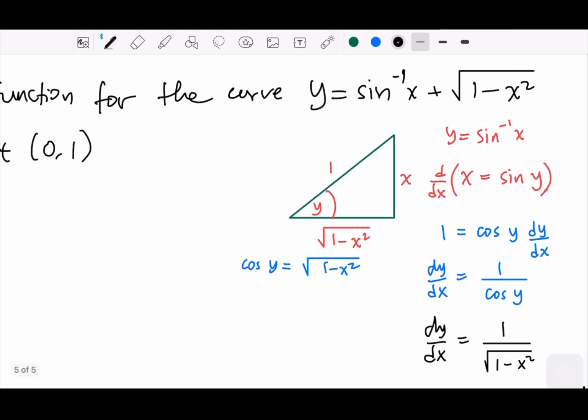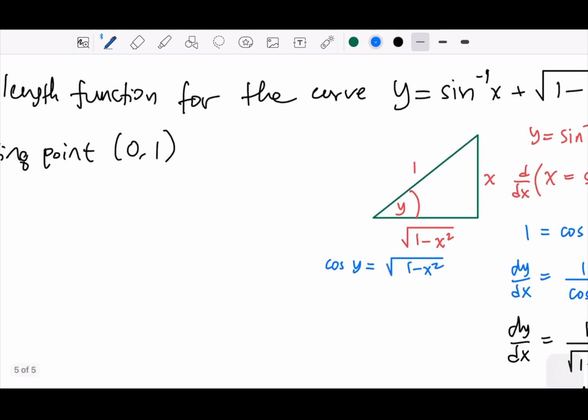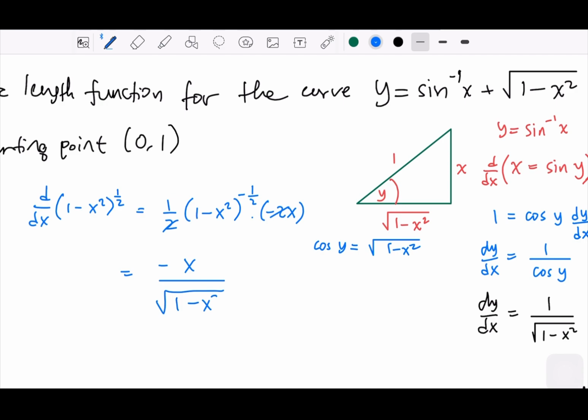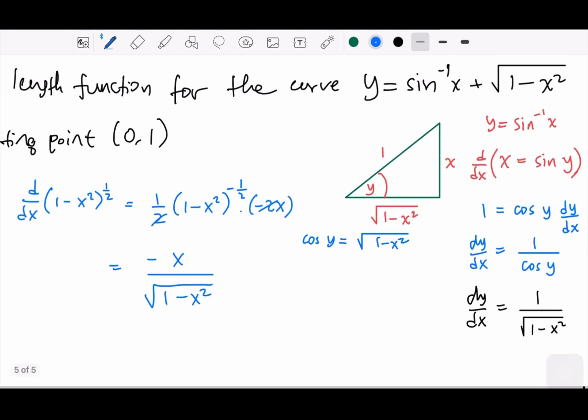What about the square root of 1 minus x squared? I think we can derive it easily. We write it as 1 minus x squared to the power half and differentiate: half times 1 minus x squared to the power of minus half, multiplied by negative 2x. We can cancel that, and we have the same denominator as this, so we can simplify.